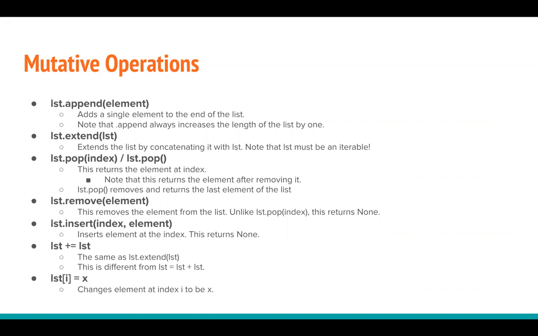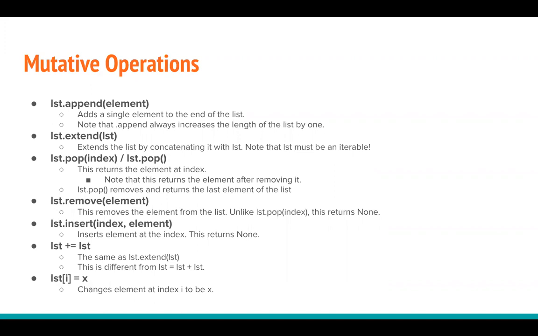Okay. If we want to remove an element without having that return property, then we can just say list.remove(element), and that would just remove the element from the list without returning anything. If we want to insert something, we can say list.insert, pass in an index and element, and that will insert that element at that specific index.